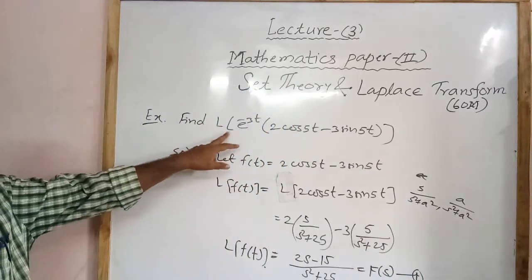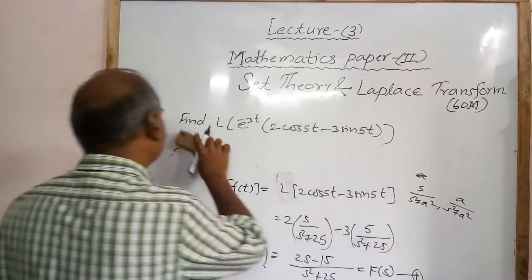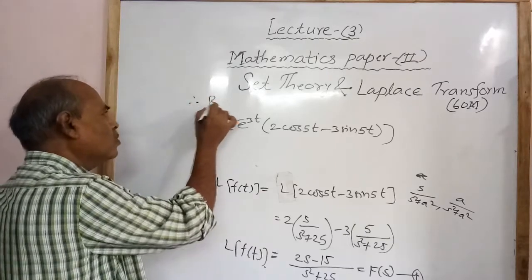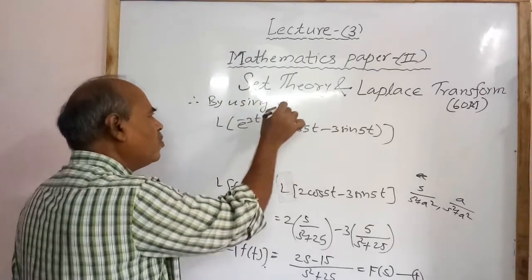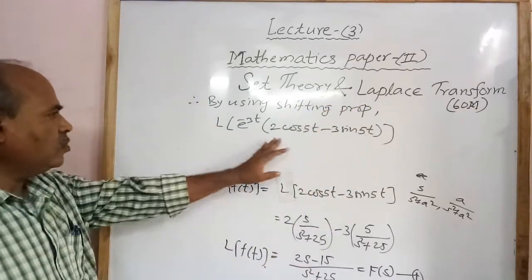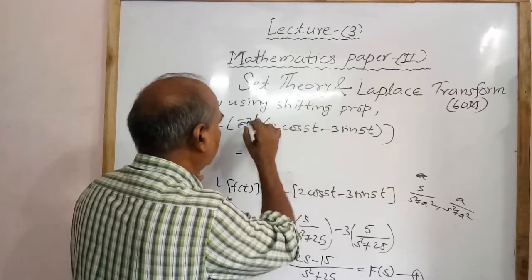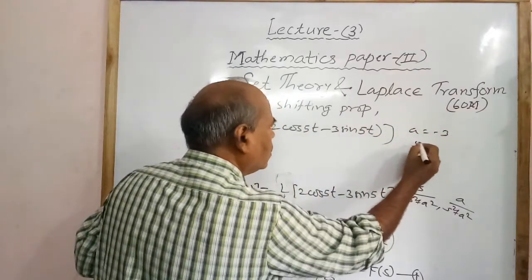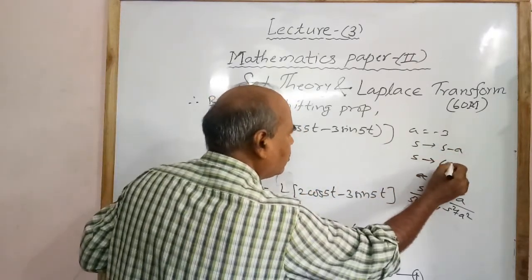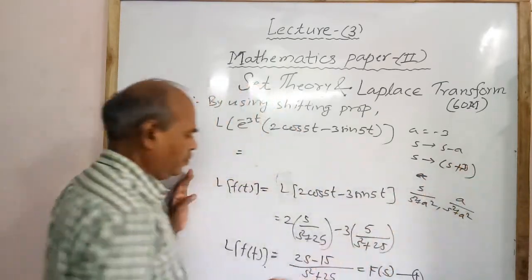Then we use the shifting theorem to find the Laplace of e to the power minus 3t into this. Therefore, by using shifting properties, we have Laplace of this function. Now here a equal to minus 3. Therefore, according to shifting theorem, s is replaced by s minus a. That is, s is replaced by s minus a equal to minus 3. Therefore, s plus 3.